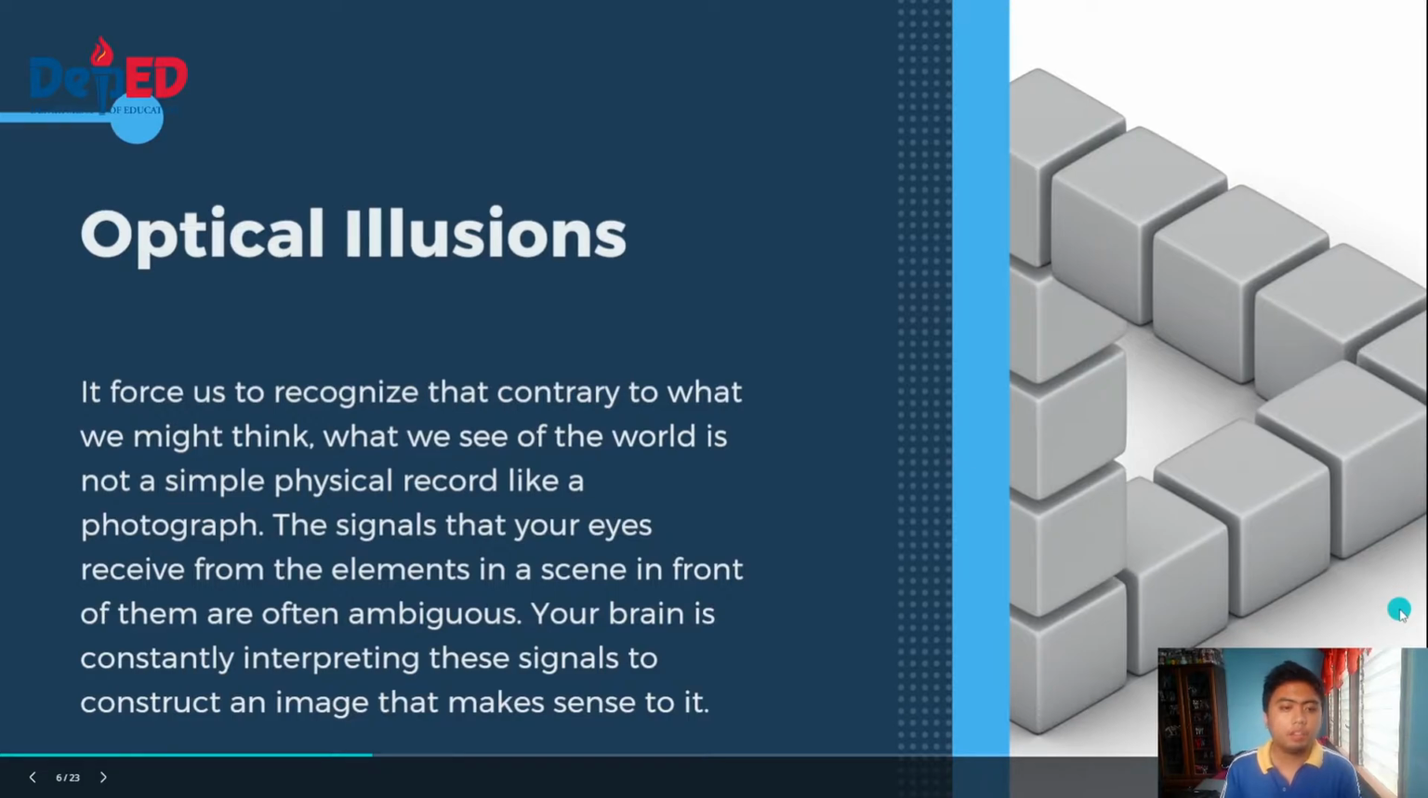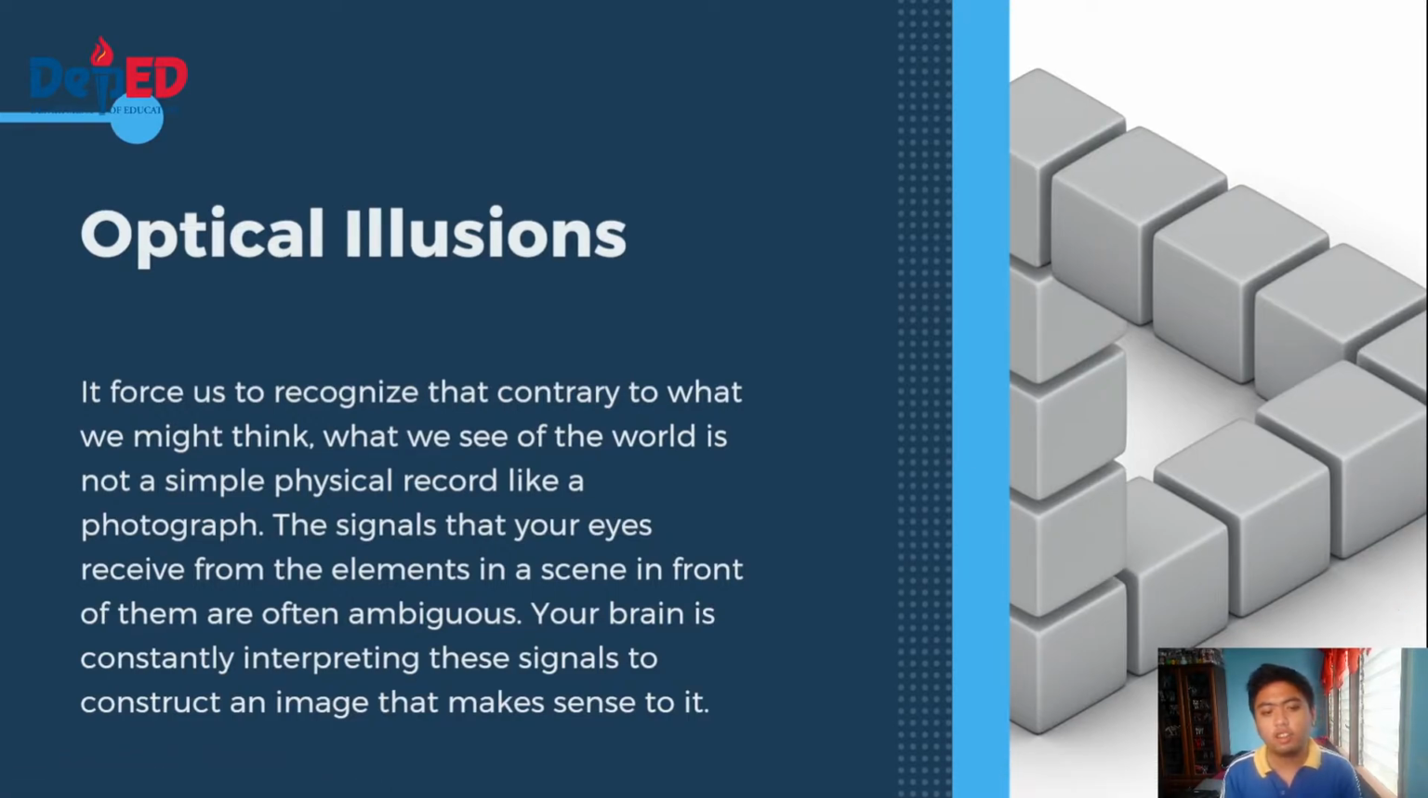So when we're talking about optical illusions, it forces us to recognize that contrary to what we might think, what we see of the world is not a simple physical record like a photograph. Signals that your eyes receive from the elements in a scene in front of them are often ambiguous. Your brain is constantly interpreting these signals to construct an image that makes sense to it. So basically, optical illusions are just a play in your mind because not everything that you see is real.